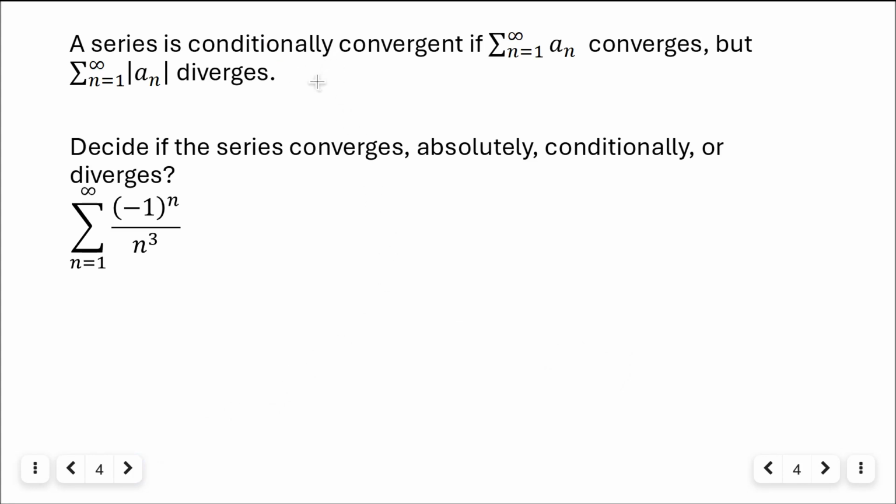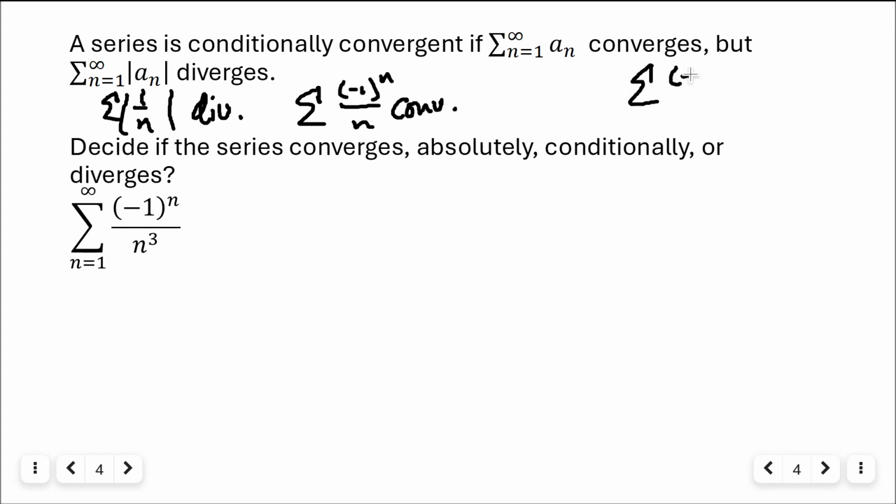A series is conditionally convergent if the sum from n equals 1 to infinity of a sub n converges, but the absolute value diverges. So that's exactly what we just had a moment ago. This sum of 1 over n, the absolute value of it, diverged. But this sum converged. So we would say the sum of negative 1 to the n over n conditionally converges.